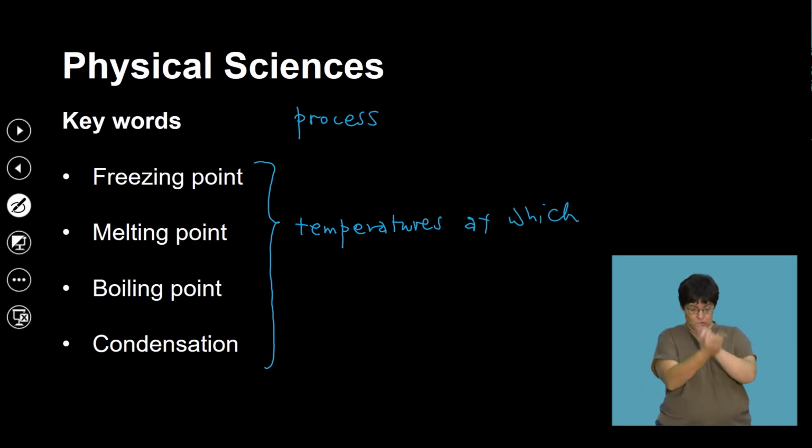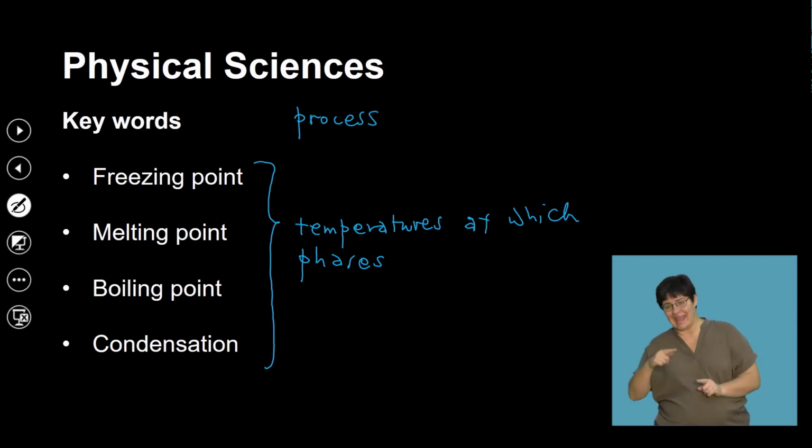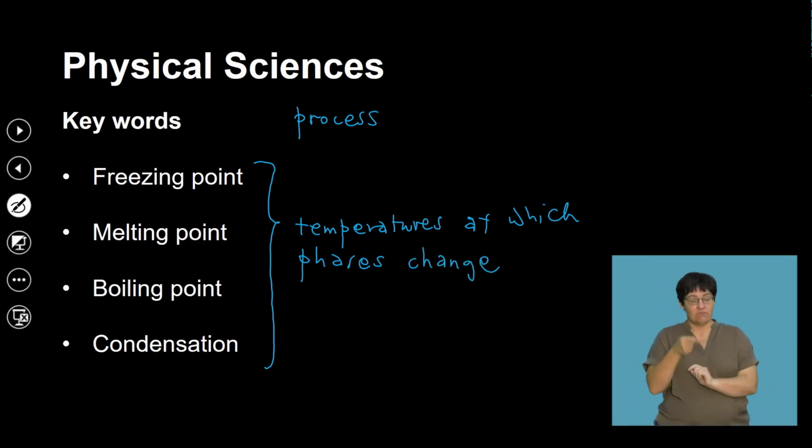So these are various phases that we're talking about. It could be from liquid to gas, or solid to gas. So these are temperatures at which phases change for a particular substance. So the process that has to do with the melting point is obviously melting, okay? Boiling point has to do with the boiling, or change of phase from liquid to gas, as well as condensation. So these are the key terms that you need to pay careful attention to, right?